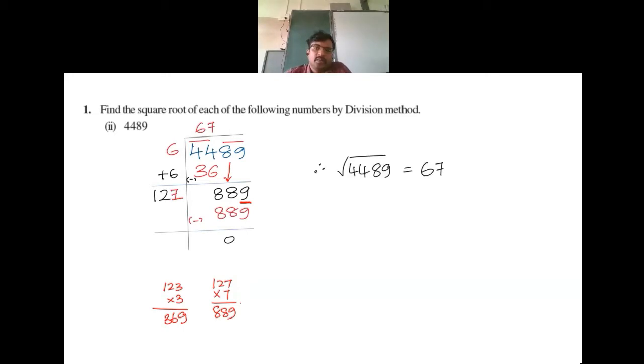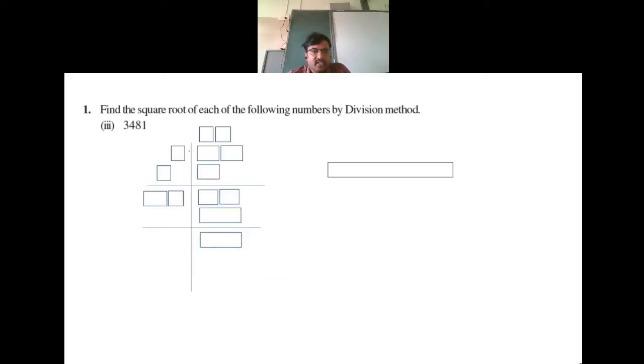Yes, sir. Therefore, the square root of 4489 is 67. Here I have made a blank one. We keep filling this now. To make the group, 81 is one group, 34 is the other group. Now to the nearest 34, we have 25. 5 for 25. Yes, sir. Very good.